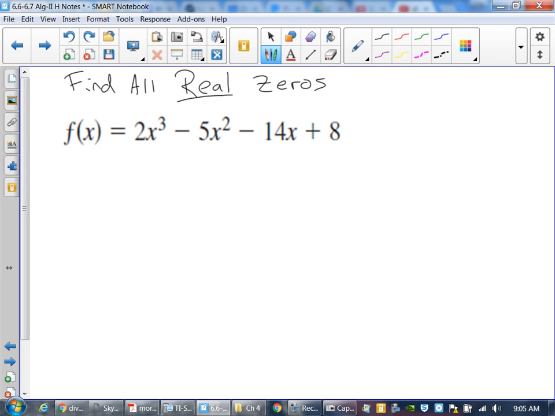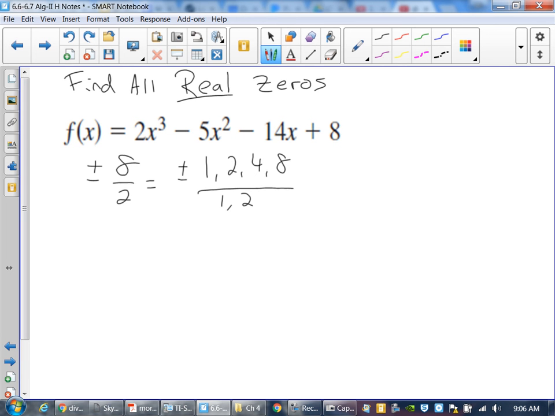So, we have a 3rd degree polynomial with 4 possible terms. We don't have any placeholders. My constant value is 8. My leading term coefficient is 2. So my possible zeros here are going to be plus minus 8 over 2, which is plus minus 1, 2, 4, and 8 over 1 and 2.